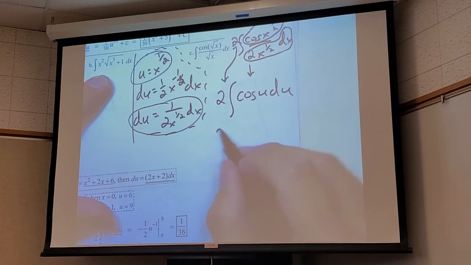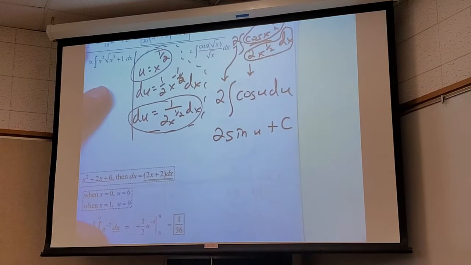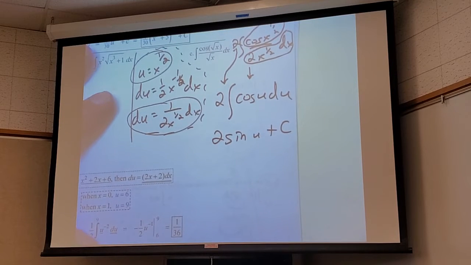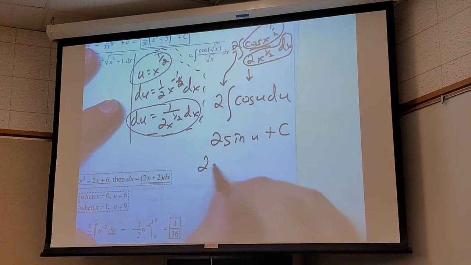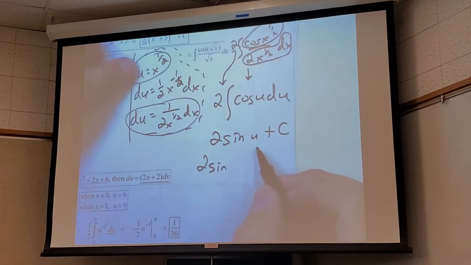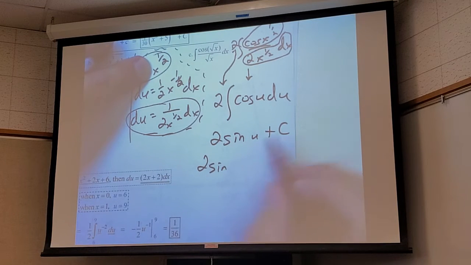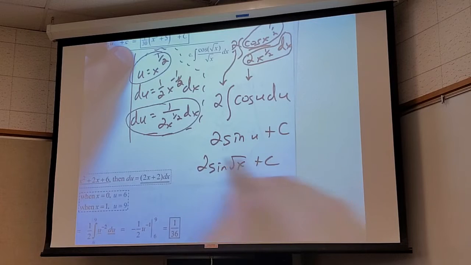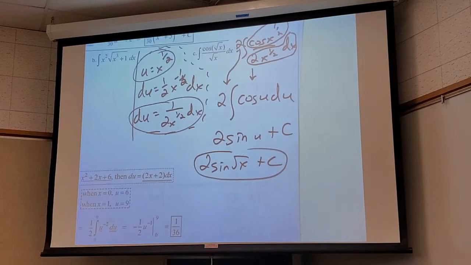So this is 2 sine u, plus the constant. And what do I have to do? Should we put the substitution back in? Yeah, u is x to the 1/2. And then if you had time, you could check that, right?